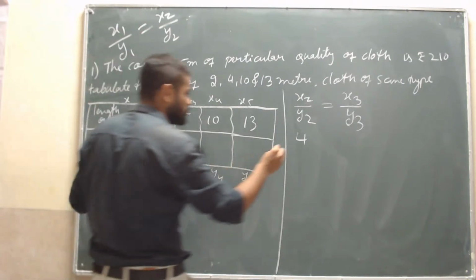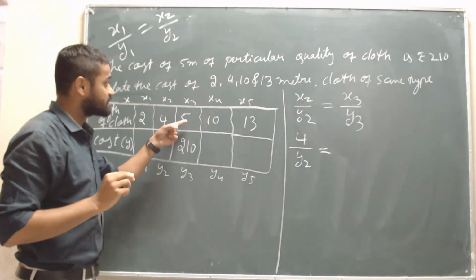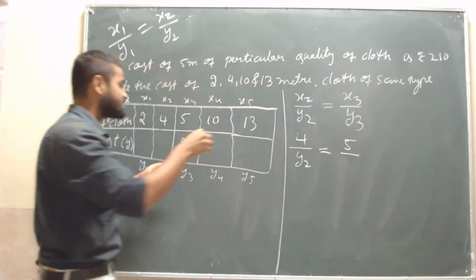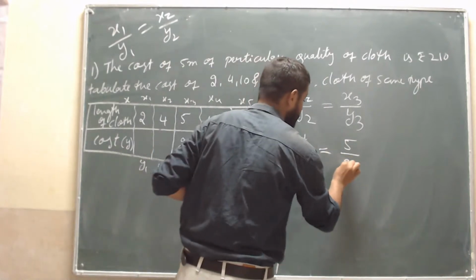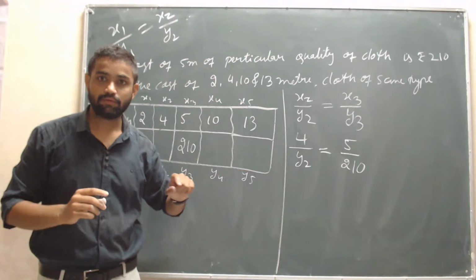We don't know, so y2 is just y. Is equal to. What is the value of x3? 5. And then what is the value of y3? 210. Now find out the value of y2.